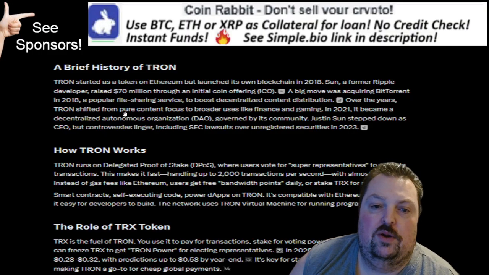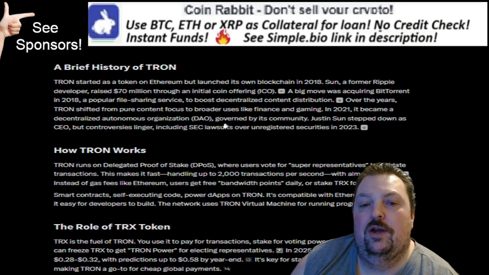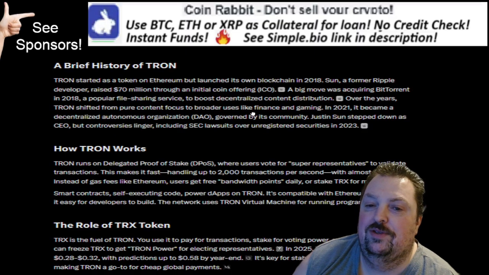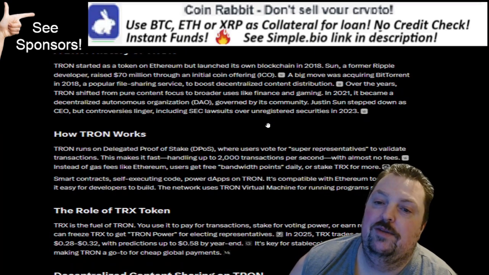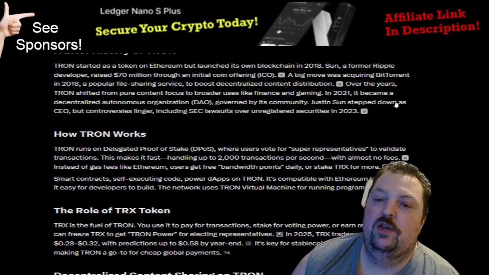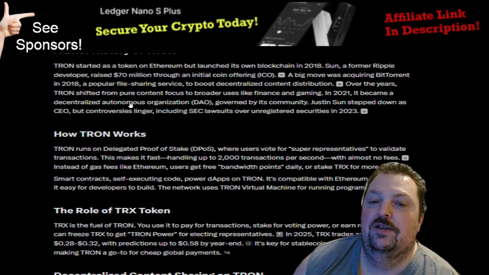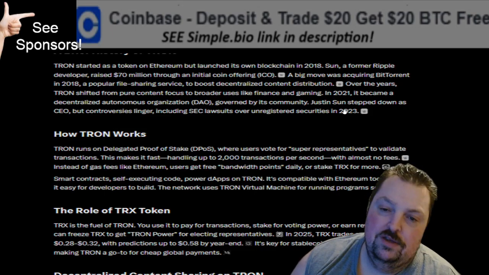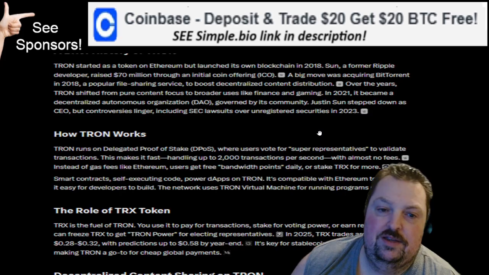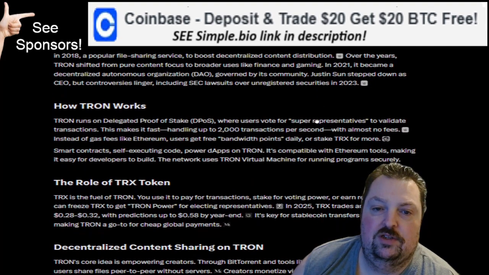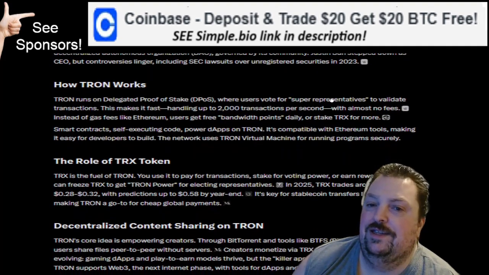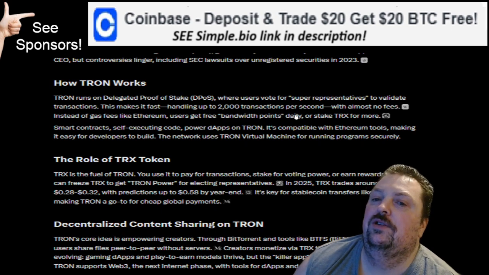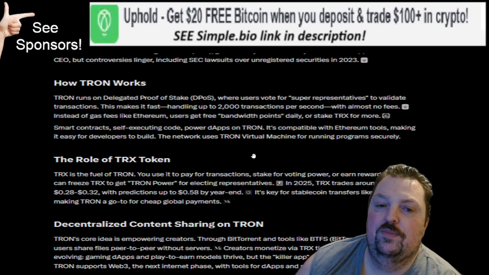Over the years, TRON has shifted from pure content focus to broader uses like finance and gaming. In 2021, it became Decentralized Autonomous Organization, DAO, governed by its community. Justin Sun stepped down as CEO, but controversies linger, including SEC lawsuits over unregistered securities in 2023.